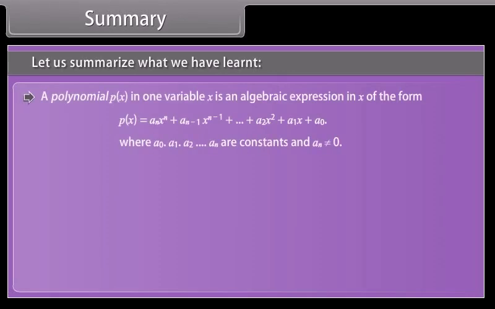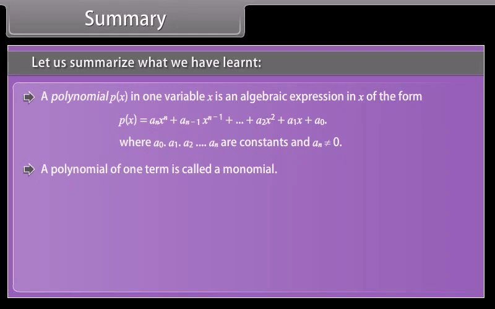x is an algebraic expression in x of the form p(x) = a_n x^n + a_(n-1) x^(n-1) + ... + a_2 x^2 + a_1 x + a_0, where a_0, a_1, a_2 and so on till a_n are constants and a_n is not equal to 0.